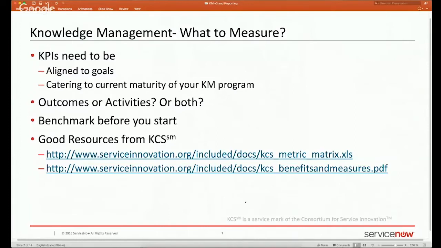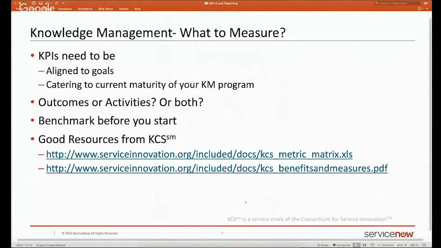I do talk a lot about KCS, which stands for Knowledge Centered Support. It's a methodology developed by the Consortium for Service Innovation, and there are a couple of resources that I have mentioned here in the slide that are pretty good in terms of metrics. So the first one talks about KCS metrics, like what are the metrics that you can measure and what do they roll up to.